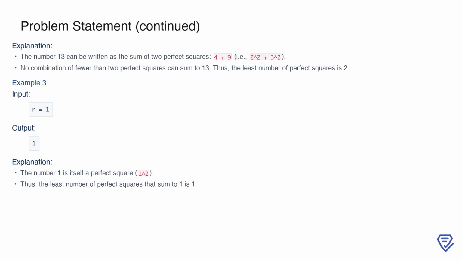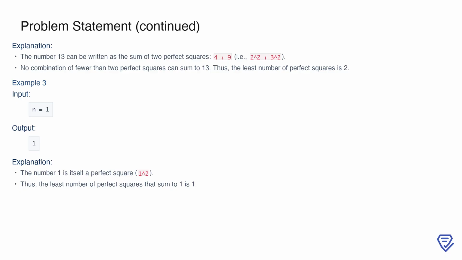Looking at yet another example, if n is 1, then the output is simply 1. This is because 1 is itself a perfect square, specifically 1^2. Therefore, the least number of perfect squares that sum to it is just 1. These examples highlight the core goal of the problem, to find the minimum number of perfect square terms that add up to the given number.